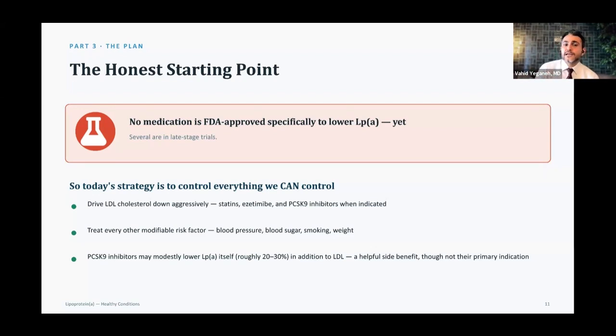So what does that mean? You have a high Lp(a), there's no drugs to treat it. Lifestyle apparently can't touch it too much. That's my next slide. But yes, we can in fact do something about it.